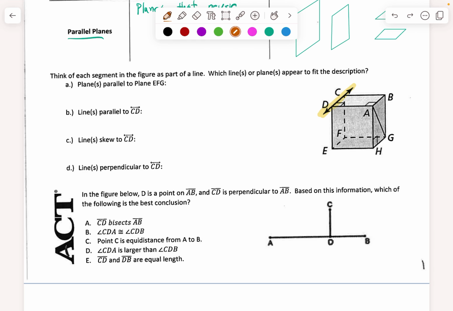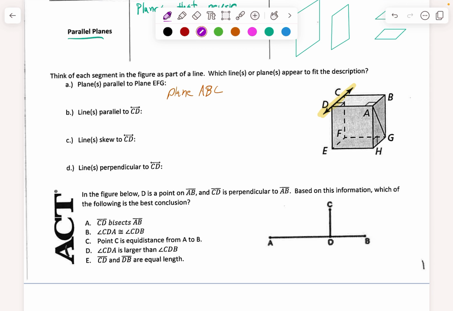All right, plane EFG. I want a parallel plane. That's like the floor and the ceiling we talked about. So I'd say that top one. So I'd say plane, and then any combination of A, B, C, D. So I'll just pick A, B, C. That's fine. If you said D, A, B, or whatever, that works too.